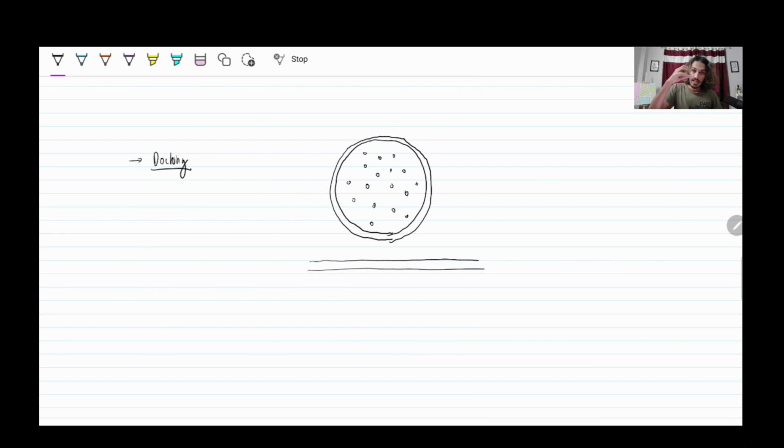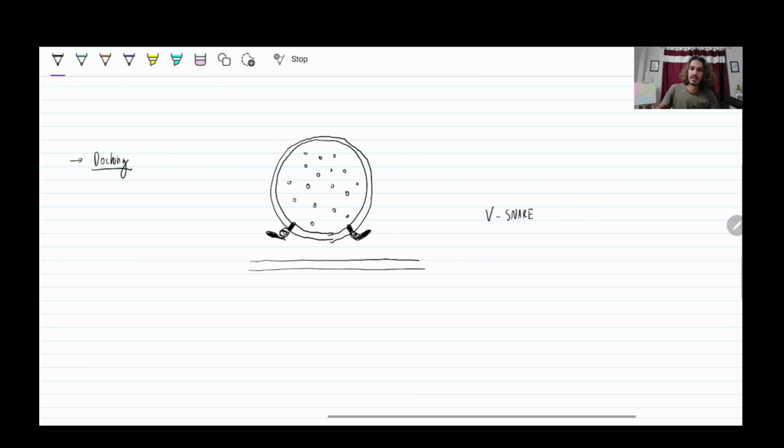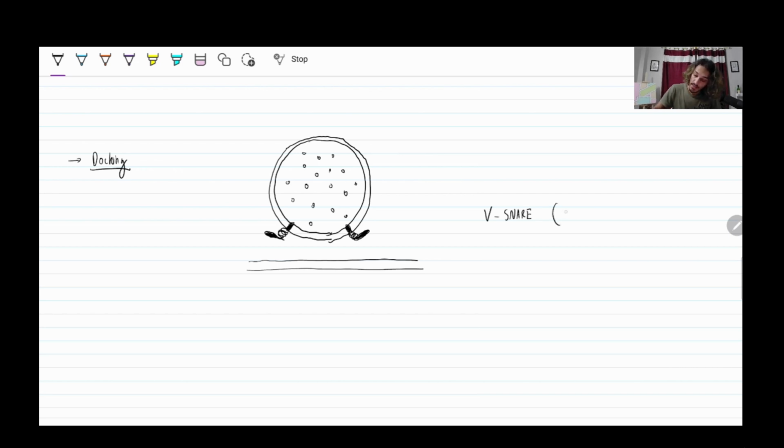Now in the vesicle there are a certain group of protein structures which are involved. Since they are present at the level of your vesicle, they are called V-SNARE. So these are V-SNARE proteins. Now the V-SNARE protein, specifically in your neuromuscular junction, is called synaptobrevin.